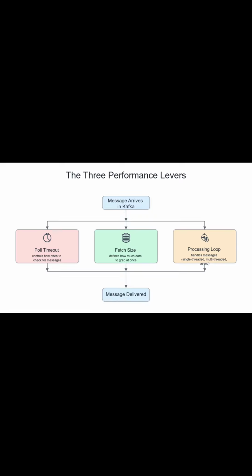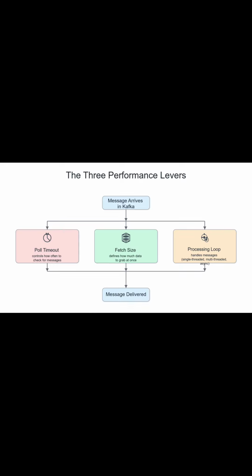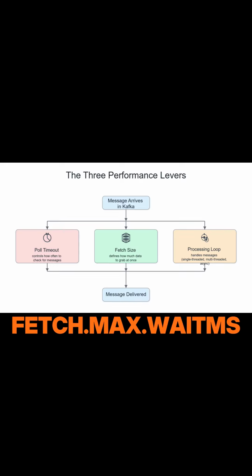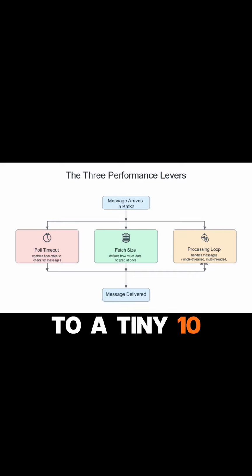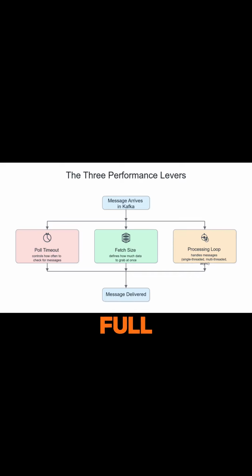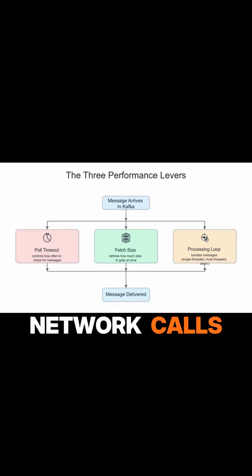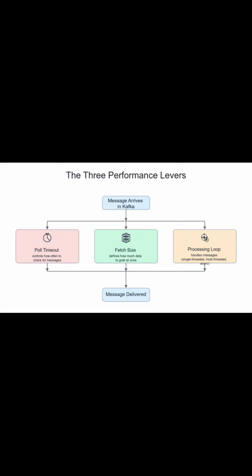For low latency, we set fetch.minBytes to 1 byte, meaning don't wait for a batch, just send the message as soon as it's available. And fetch.max.waitms to a tiny 10 milliseconds, ensuring minimal delay if a batch isn't immediately full. Smaller fetches mean lower latency but more frequent network calls. For notifications, speed trumps network overhead.